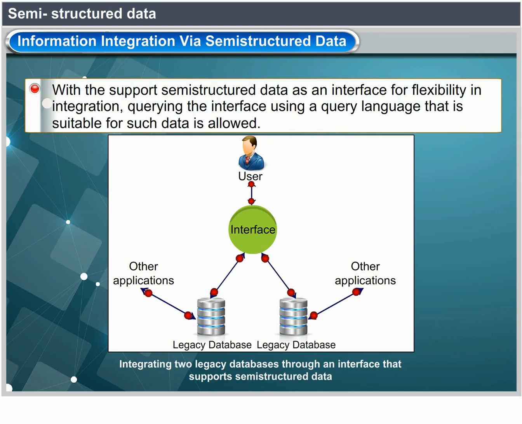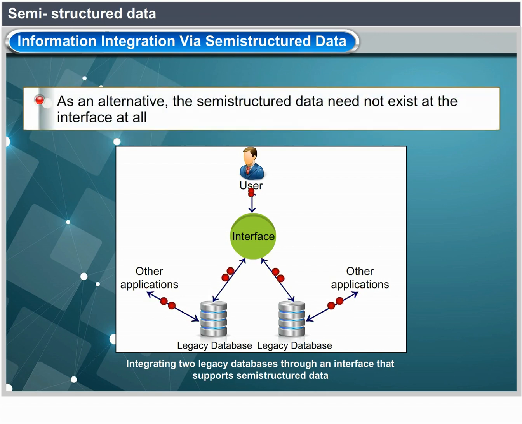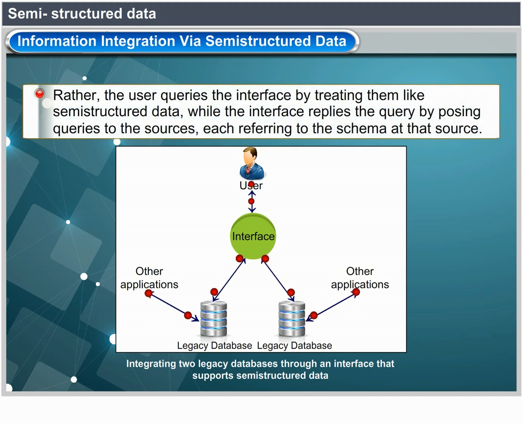The semi-structured data may be constructed by translating the data at the sources using components called wrappers or adapters that are each designed for the purpose of translating one source to semi-structured data. Alternatively, the semi-structured data at the interface may not exist at all. Rather, the user queries the interface as if there were semi-structured data, while the interface answers the query by posing queries to the sources, each referring to the schema found at the source.